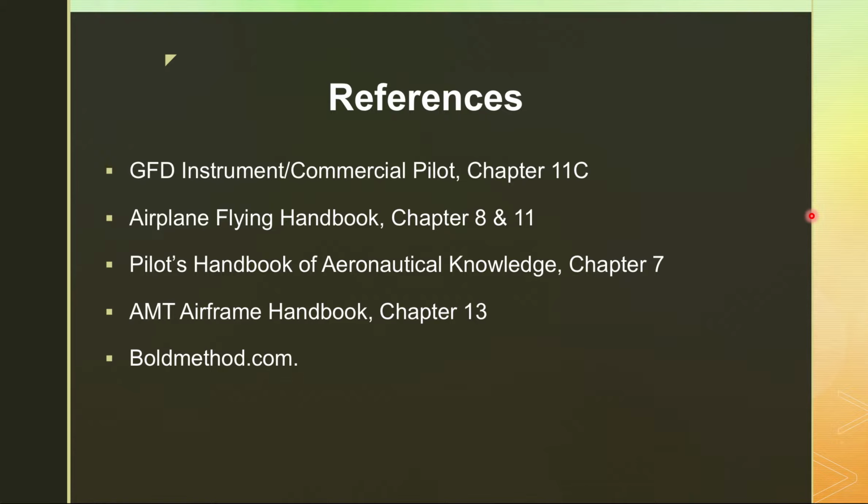Chapter 11 is all about the systems themselves. Chapter 11 is titled Transitioning to Complex Airplanes, so they talk about the gear a lot there. The Pilot's Handbook of Aeronautical Knowledge, Chapter 7, refers to aircraft systems. And then the AMT Airframe Handbook, Volume 2, Chapter 13, is another useful reference.